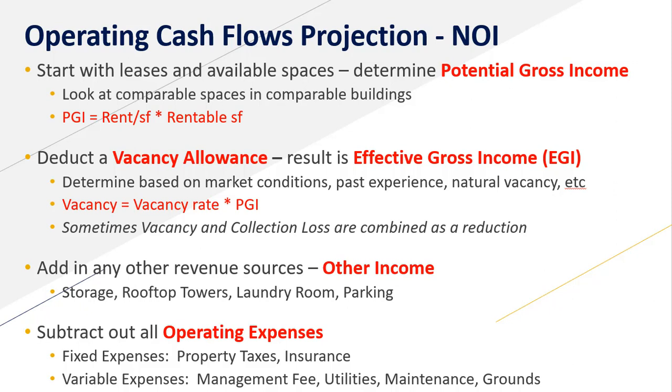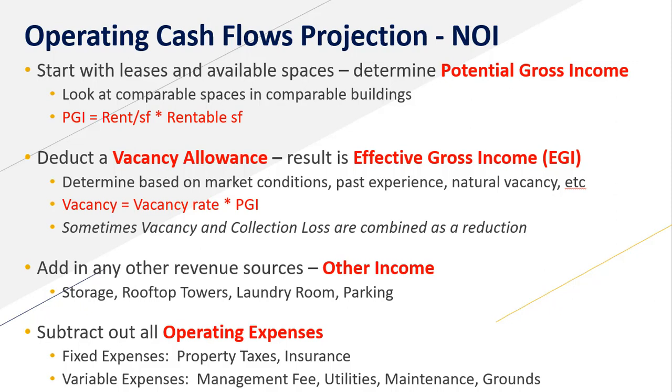So in order to determine the vacancy allowance, we're going to take the vacancy rate or an assumed vacancy rate. Frequently, that'll be based on the market conditions or our past experience, or maybe just a set assumption of 5%, something like that. We're going to multiply that times the potential gross income. So if we had a 5% vacancy allowance and the potential gross income was $100,000, we would just deduct $5,000 as the vacancy allowance. And the result, $95,000, that would be our effective gross income.